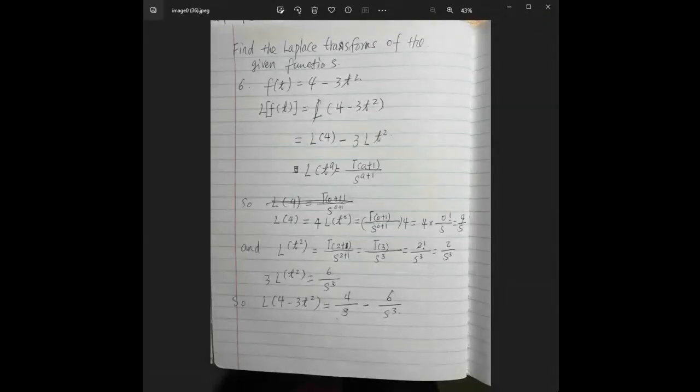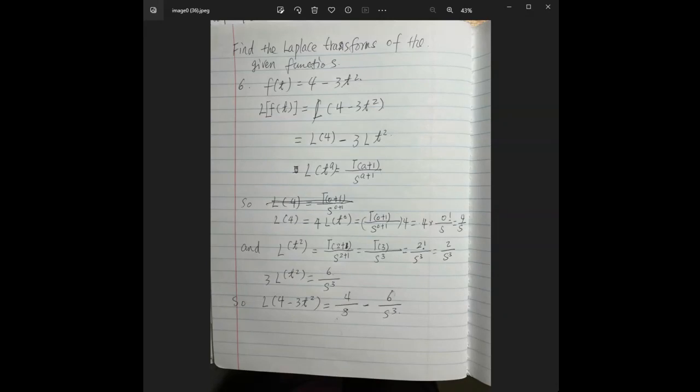Yeah. Yes, right. Find the Laplace transform of the given function. The function is 4 minus 3t to the power 2. So according to the linearity theorem of the Laplace transform, I can write the Laplace of 4 minus, and because 3 is a constant, I can bring it in front of the Laplace, like Laplace of t to the power 2.